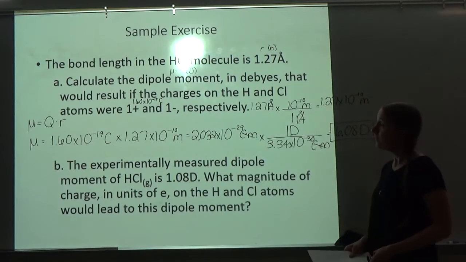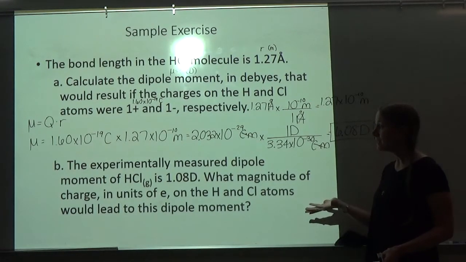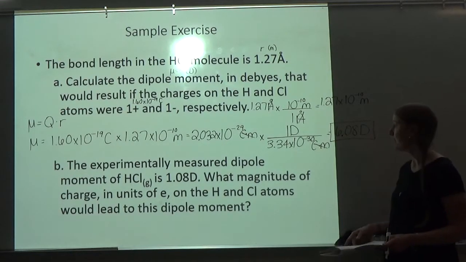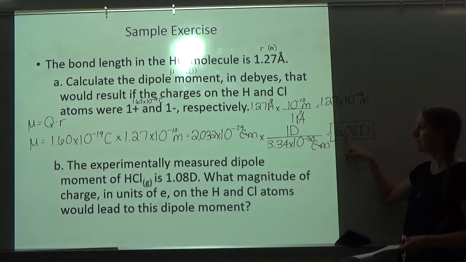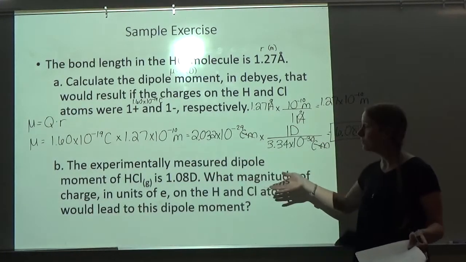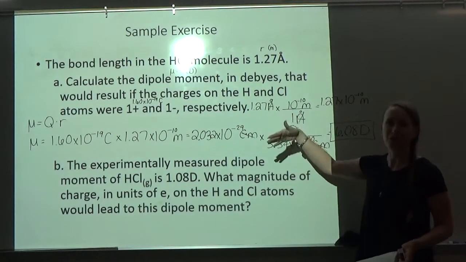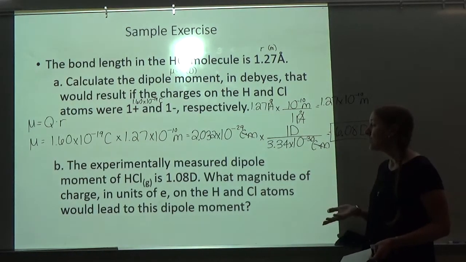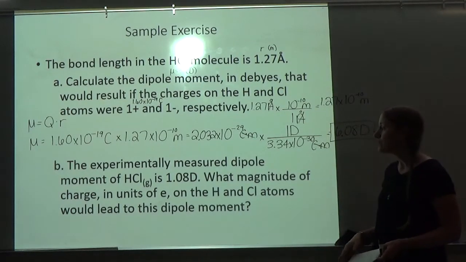All right, so part B, it says the experimentally measured dipole moment of HCl is 1.08 debyes. Okay, so we got 6.08, but yet in reality it's 1.08. So boy, were we off. That's okay, we weren't off based on the numbers they gave us. So what magnitude of charge in units of e on H and Cl atoms would lead to this dipole moment?